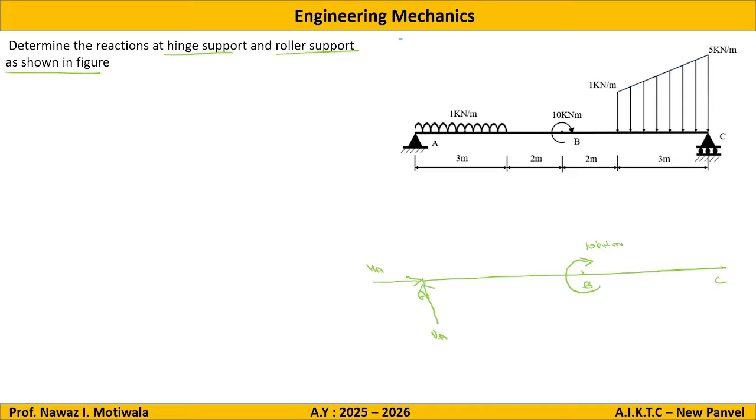Then at C there is one support, that is a roller support. So it will be replaced by one reaction. Roller replaced by one reaction. Let us say VC. Then convert the loadings into reactions.